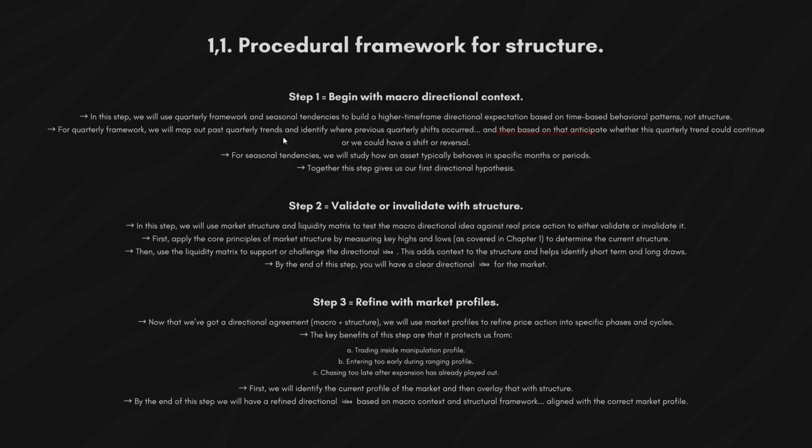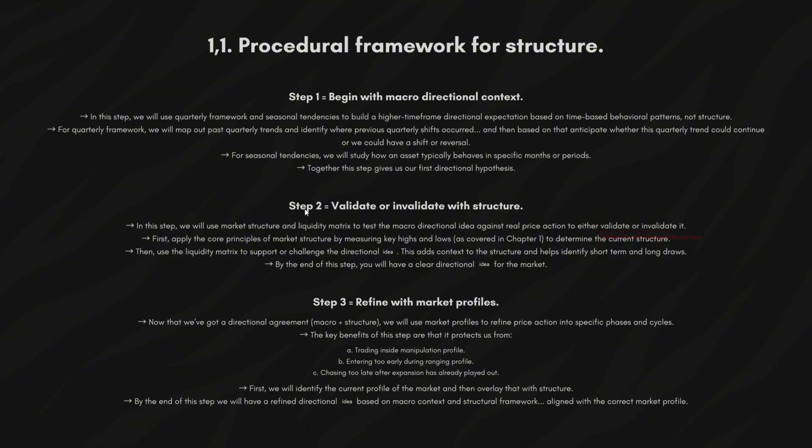Okay, and once we've done that, then we move on to the second concept within this step, which is the seasonal tendencies. And this basically just means looking at the seasonal charts and asking how this asset usually behaves in this particular month or in this particular time period. And then through these two elements together, you can build a macro directional context or your first directional hypothesis. But it's just a hypothesis for now. It's not an idea, it's not a bias, it's just a hypothesis.